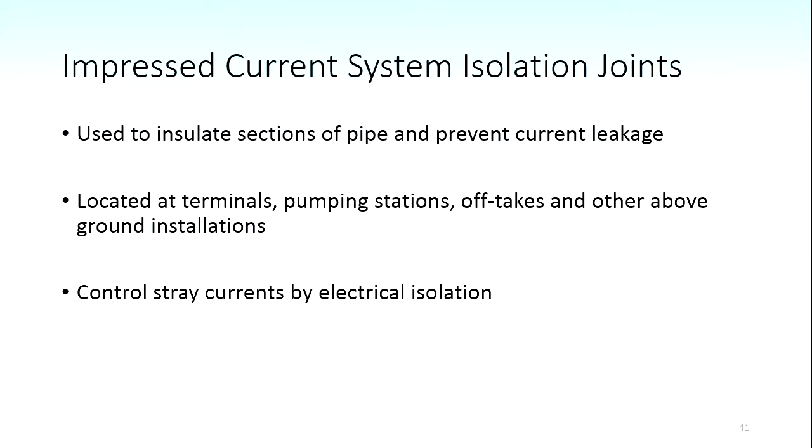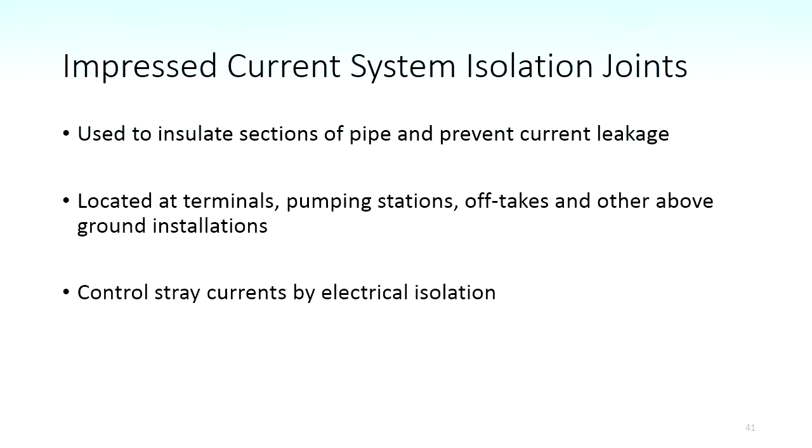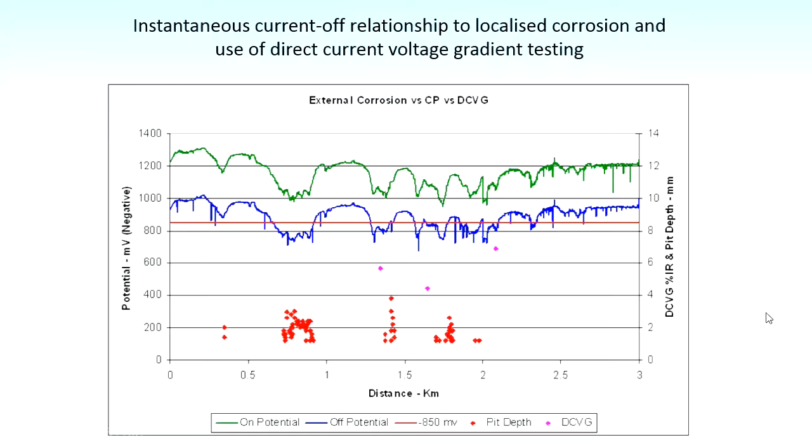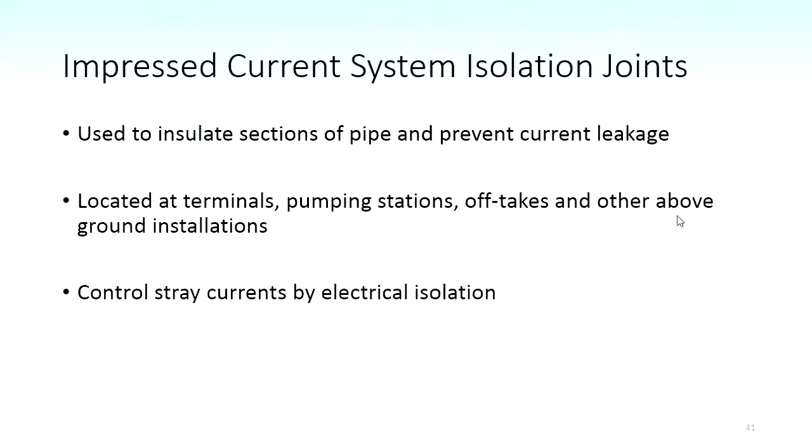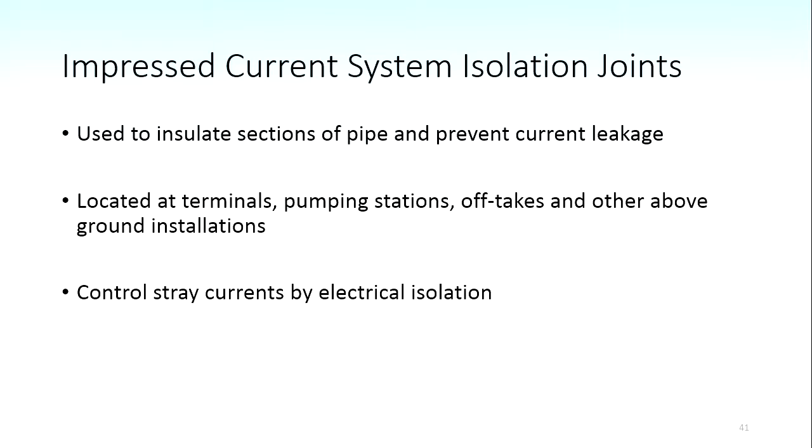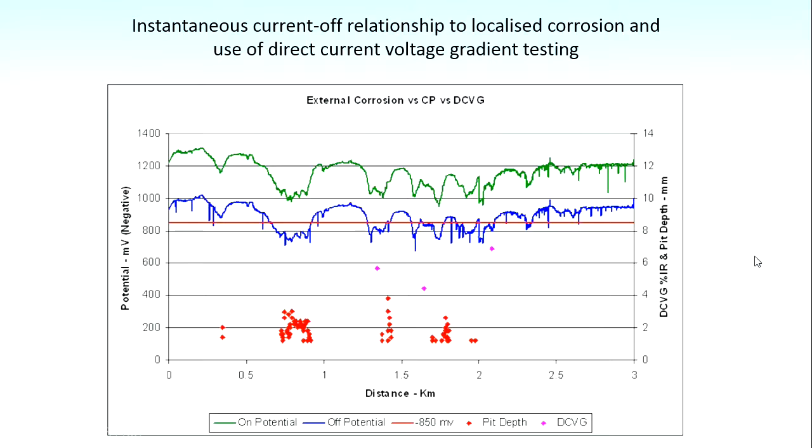The pink diamonds are the results of what they call a DC voltage gradient test, which is one method for looking for defects in a pipe system. Essentially what it does is it looks for the potential gradient around the defect. As you go past the defect, there's sort of a potential well round the defect, and so the gradient actually changes sign as you go from one side of it to the other side of it. The potential sort of curves down into the well, and it's one method for looking for defects. And then there is actually some pit depth data.